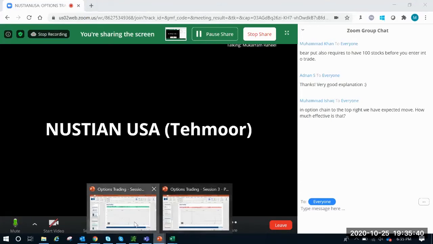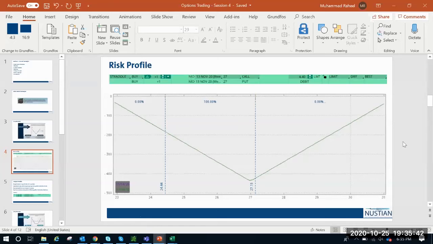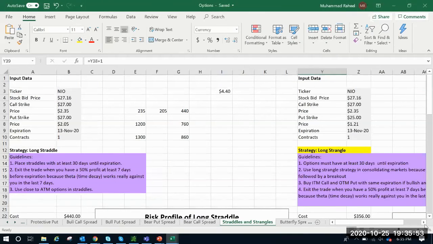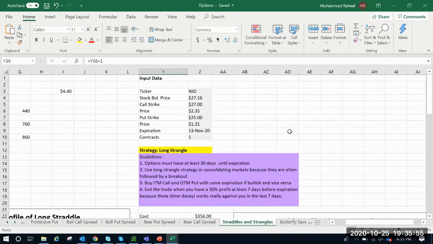All right. So we learned something today, right? Now we're going to talk about strangles. Strangles are actually better than straddles, in my opinion, because you take a little bias in some direction. Let's talk about NEO, and we'll do a quick example and come back to this. On NEO stock, this is a long strangle, right? As well, if you look at the question.